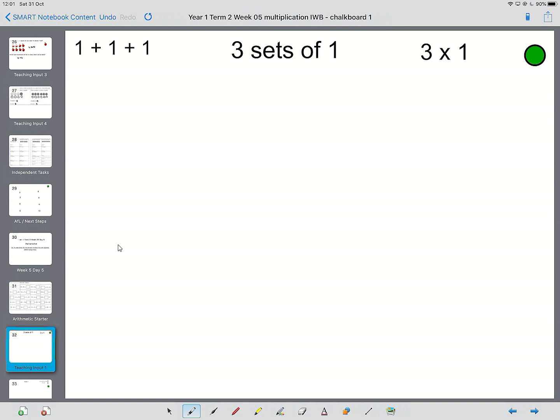Okay, so how could we represent these three number sentences using counters? Have a go. You can draw them or you can count them out. And then I want you to think about what this tells us about these three different number sentences. Okay, when you're ready, here we go.